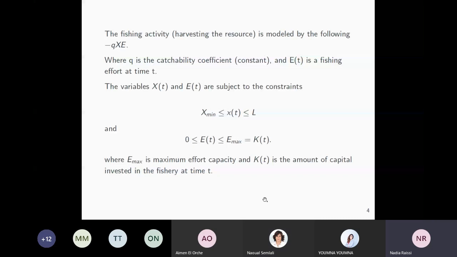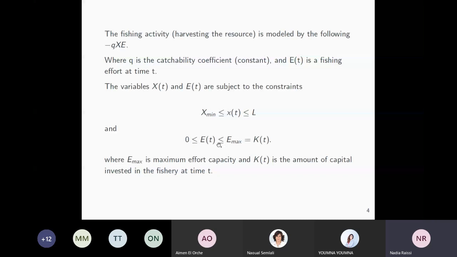Now we have two variables, x and E, subject to some constraints. One is a biological constraint, meaning the stock level should always be greater than x minimum and less than the carrying capacity, while the fishing effort should always be greater than or equal to 0, meaning no fishing activity at that time, or up to the maximum fishing activity, meaning we fish with the whole capital we have.